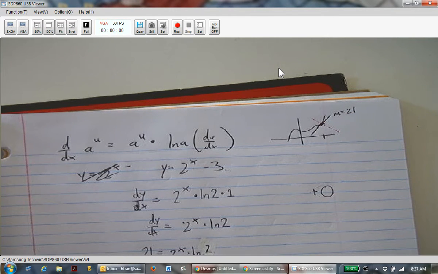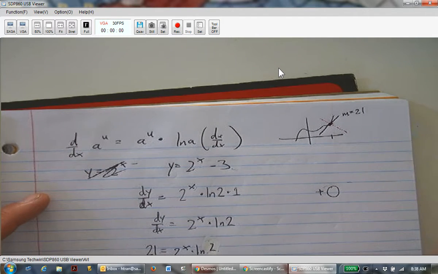Sorry, we're just trying to find the slope, or we're trying to find the line? Not even the line. The point. Just the point. Oh, the point.